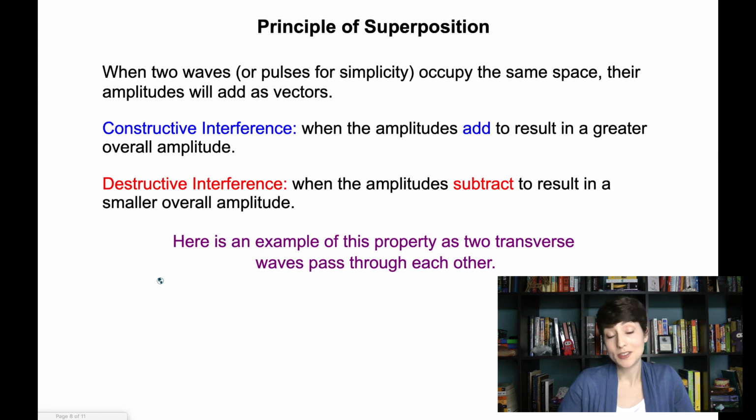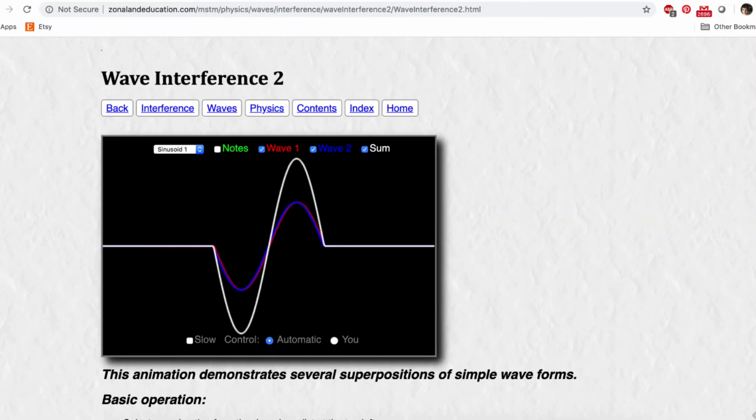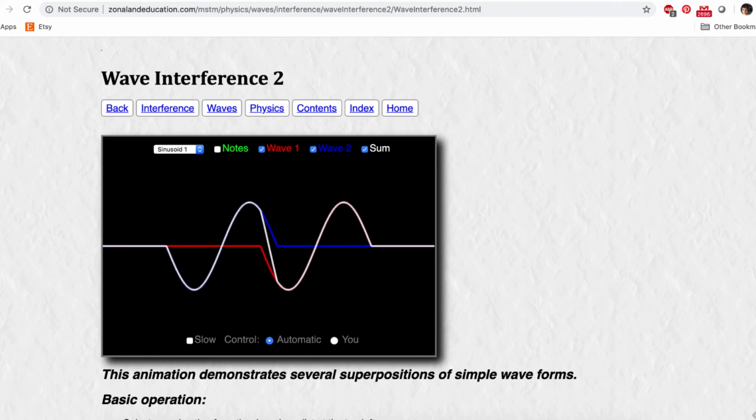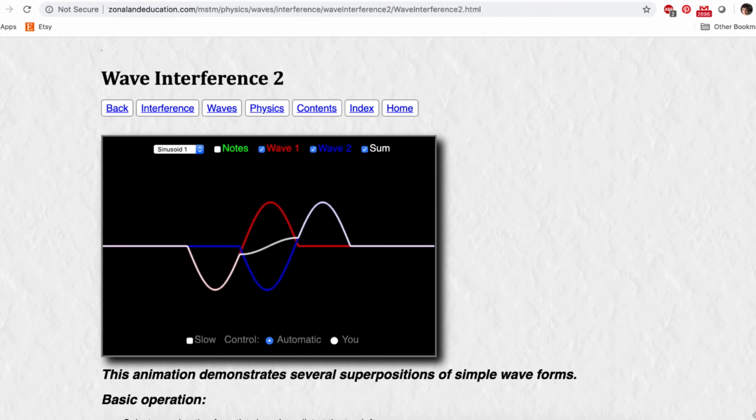When two waves or pulses overlap, they occupy the same space, and their amplitudes are going to add as vectors. When amplitudes add to result in a greater overall amplitude, that's called constructive interference. When the amplitudes subtract to result in a smaller overall amplitude, that's called destructive interference. In this example, you can see two simple waves traveling past each other, undergoing superposition. The new wave is represented in white, and you can see examples of both destructive and constructive interference.